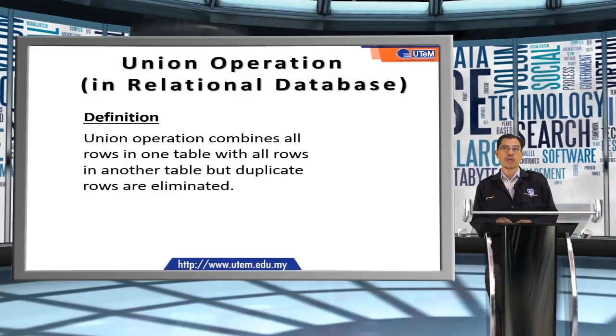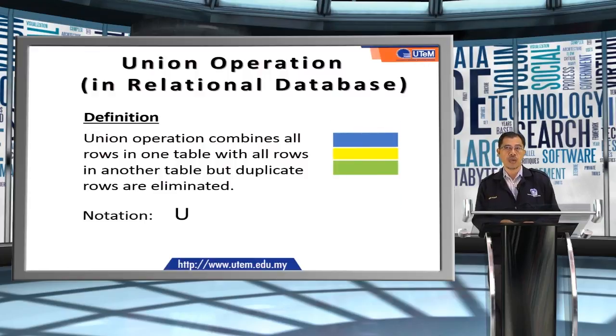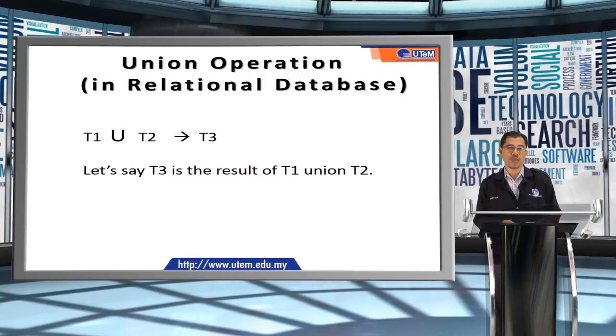So the union operation in relational database is an operation that combines all rows in one table with all rows in another table, but excludes duplicate rows. The notation for union operator is the U-shaped symbol. The following slides gives more explanation on this concept.